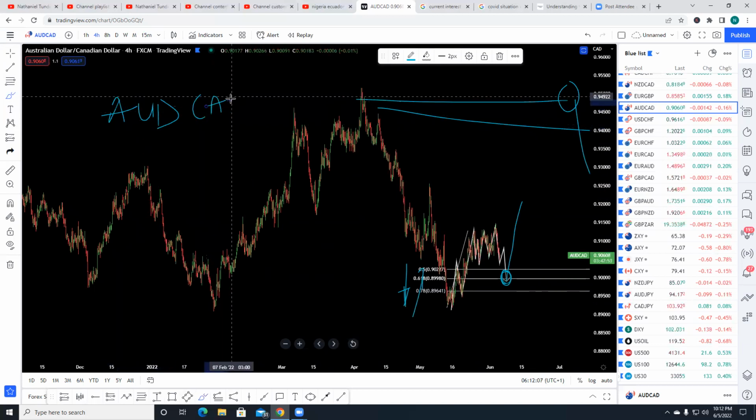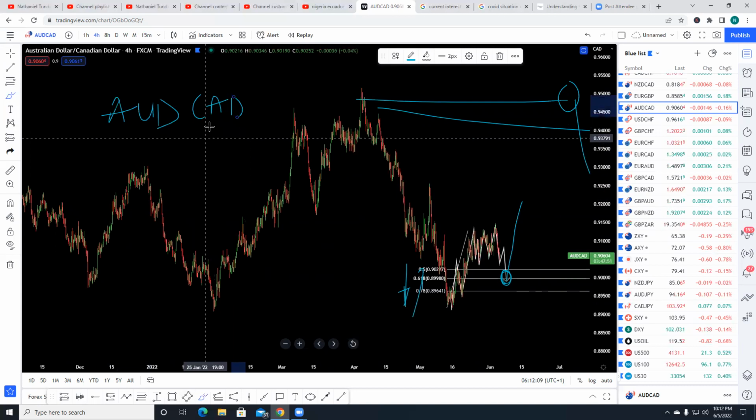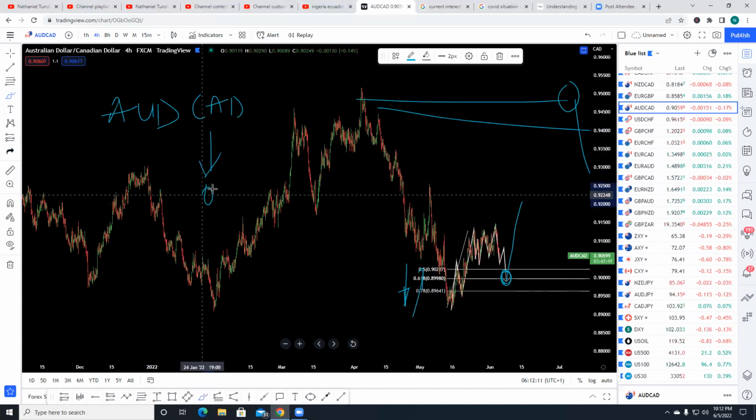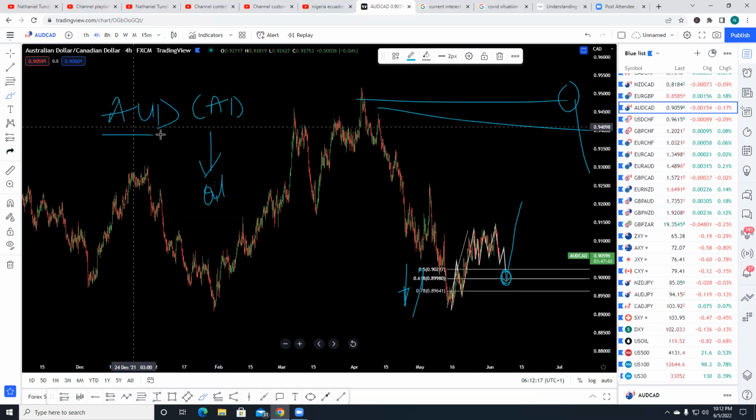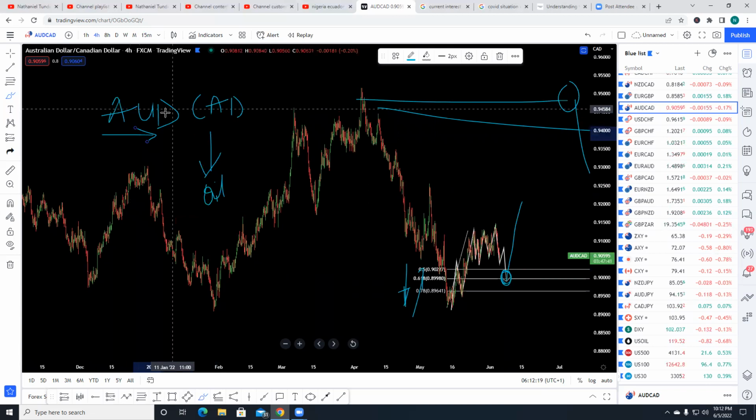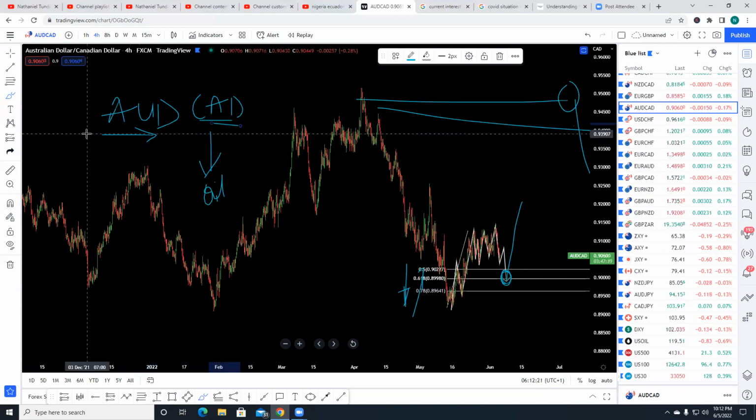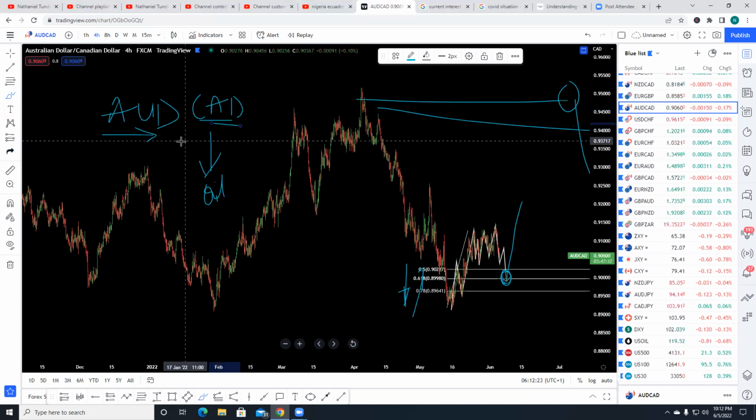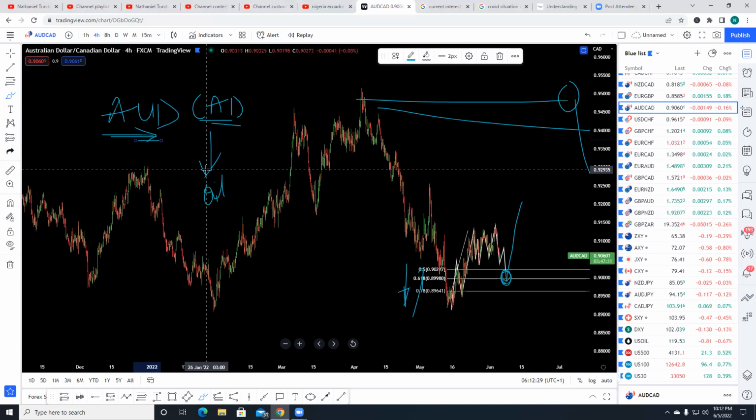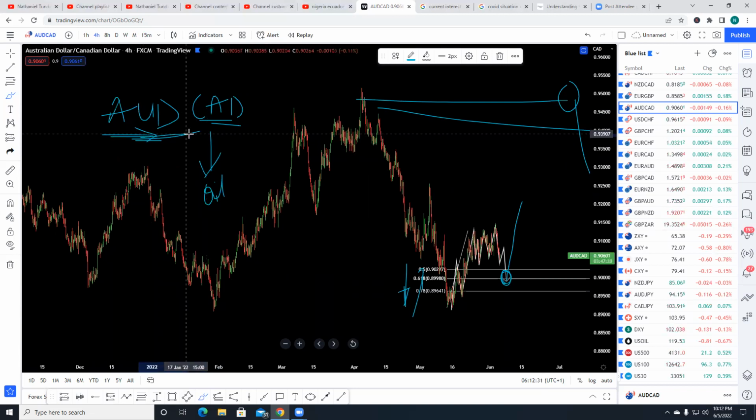Why is it one of the best pairs to trade? Because CAD is determined by oil. CAD value is determined by oil, and Australia is a major trading partner of Canada. Canada exports a major part of their oil to Australia. So therefore, it is very easy to determine who is taking who from what.